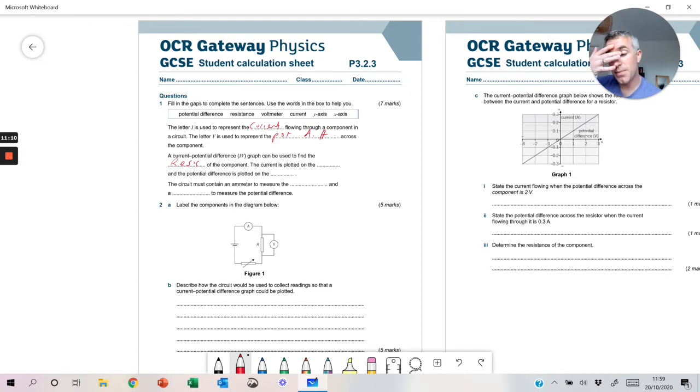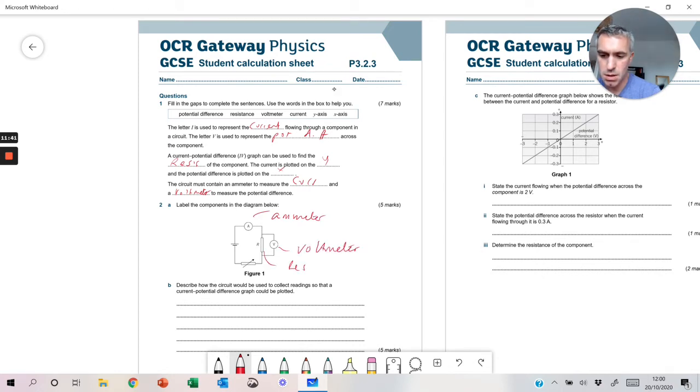Run out of space again. The current is plotted on the Y and the potential difference on the X. The circuit must contain an ammeter to measure the current and a voltmeter to measure the potential difference. Label the components in the diagram below. This is an ammeter. This is a voltmeter.